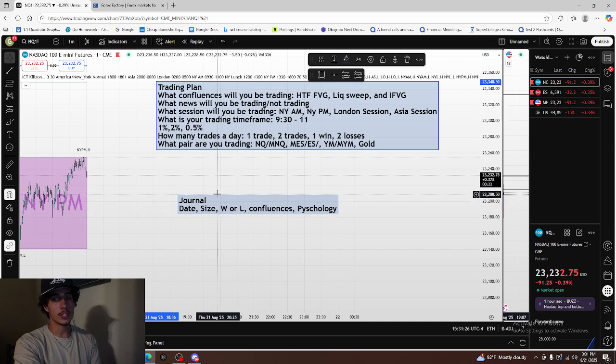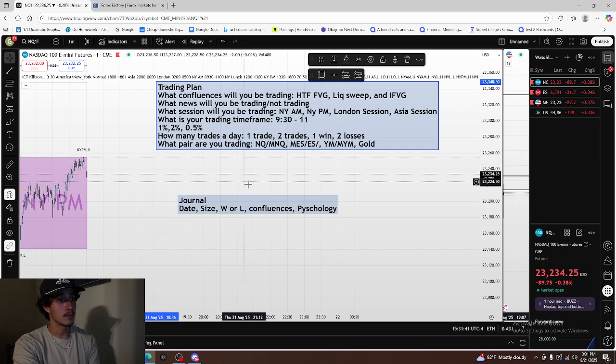Same thing with your size. Your size should be the same, 1%. Maybe if markets are choppy, you want to do 0.5% and de-risk. I don't like the idea of de-risking, because if I have to de-risk in the first place, then is the trade really worth doing in the first place? That's just how I think though.